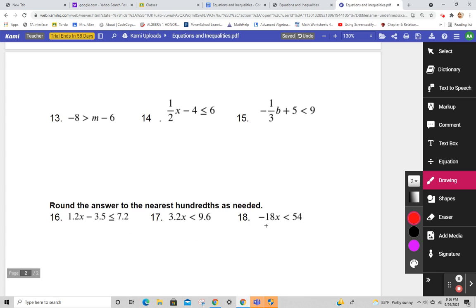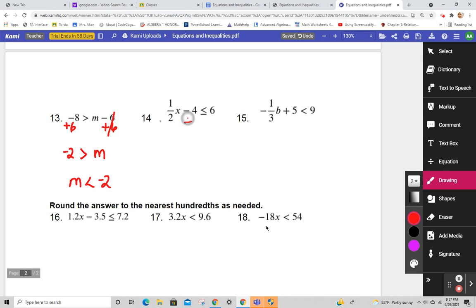These are also two-step problems. So we're going to start by adding 6 to both sides. And we will have negative 2 is greater than m. Actually, this was a one-step problem. You could rewrite that if you like. You don't have to. M is less than negative 2. Okay, that might be helpful when you have to graph the solution set. All right, let's keep going.